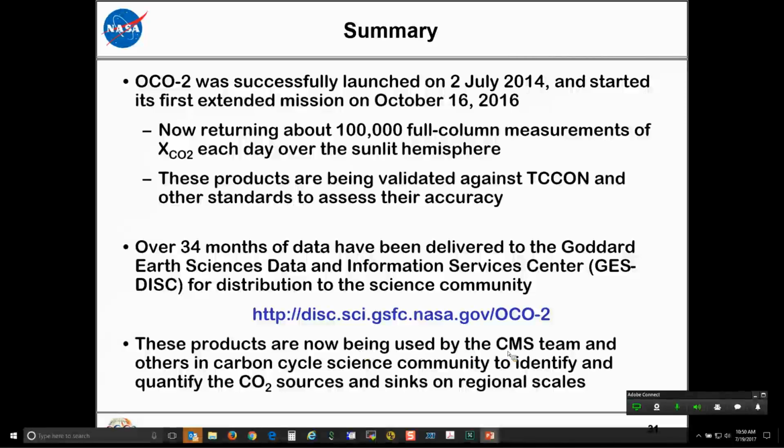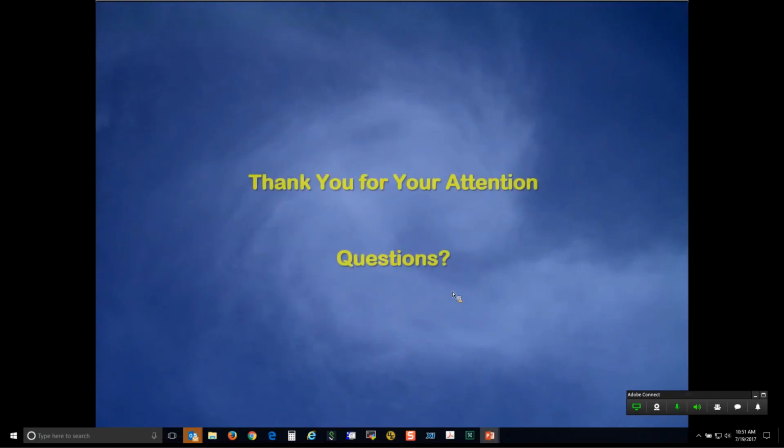Let's see, the products are now being used by the CMS team, as you know, and by others in the carbon cycle community to identify and quantify CO2 sources and sinks. Hopefully, all of you will be able to jump in and help out as time goes on. So with that, I'm going to go ahead and quit and take questions. Any questions?